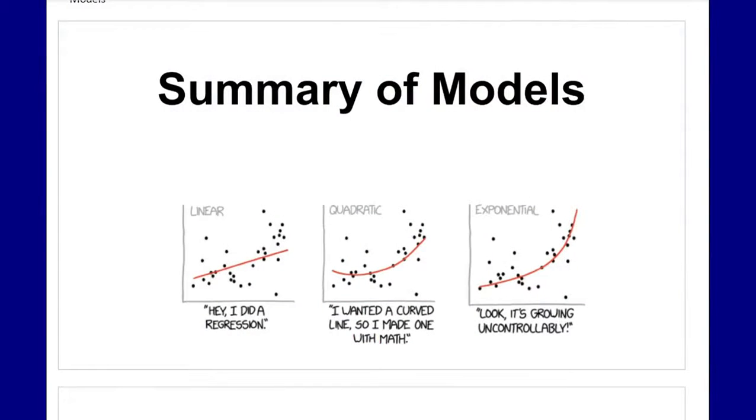Today's lesson, we are going to be looking at a summary of models. So we're going to be looking at the linear, quadratic, and exponential models. We're going to be looking at just a brief review of what the characteristics are of each, as well as then using all three to determine which one is the best model for a given set of data.